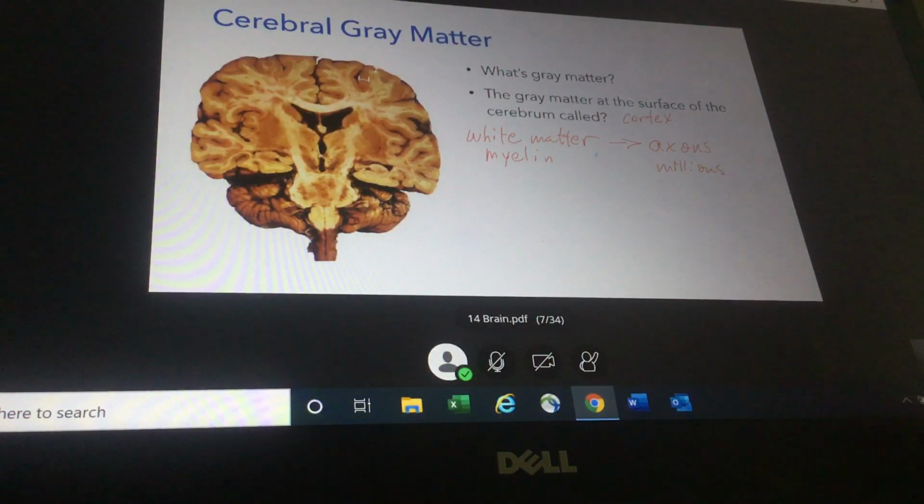But what they're wrapping around are the axons. Okay, so you're seeing the high-speed internet connections between the two sides of your brain. Yeah, they increase the action potentials, yes. All right, so that's the gray matter and the white matter.